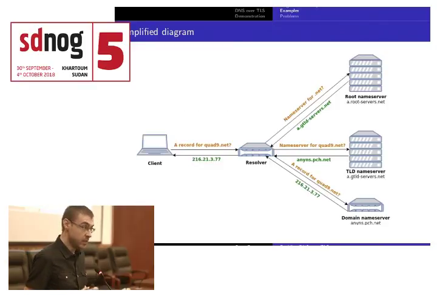So this is a simplified diagram of how a DNS request works. You've seen similar diagrams in the previous presentations. As you can see, the client talks to the resolver, and this is actually the part we're going to talk about today. This communication is all in the clear. The client asks for an A record for quad9.net to the resolver, and the resolver will reply with the IP address.